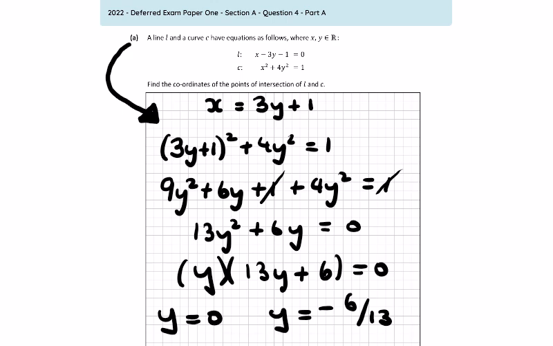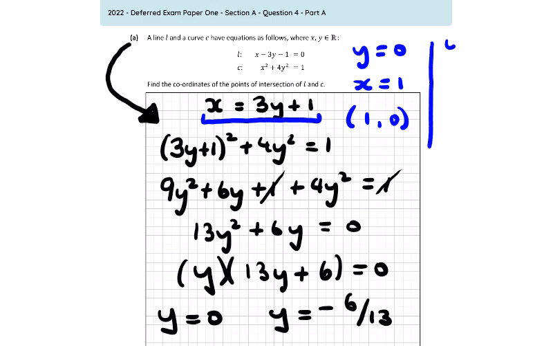So we solve for y, so y is equal to 0 from this equation. If y is equal to 0, we can see that x is equal to 1. So we have the point 1, 0. And we also have y is equal to minus 6 over 13.